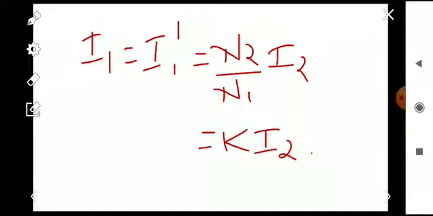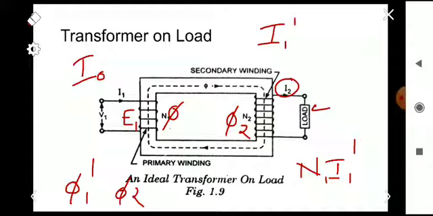Here, the secondary flux phi 2 produced by the secondary MMF N2 into I2 is actually neutralized by the additional flux phi 1 dash produced due to the current I1 dash in the primary. So the flux in the transformer core remains almost constant from no load to full load. That's the main point you have to note down: in the case of a transformer, the flux will remain constant from no load to full load.